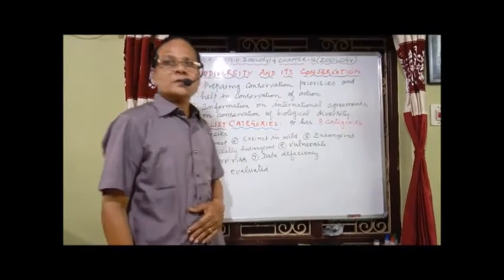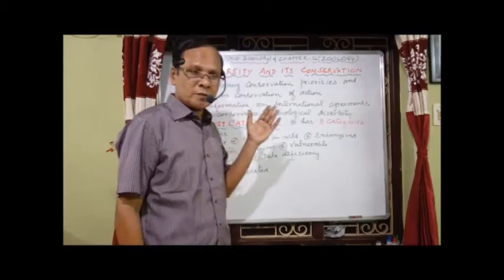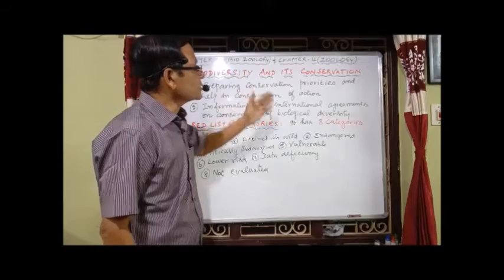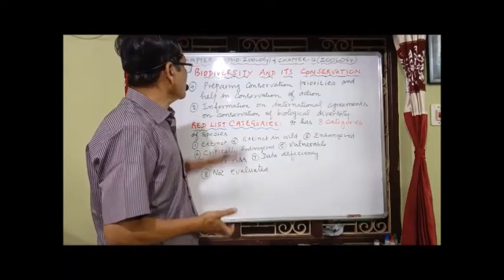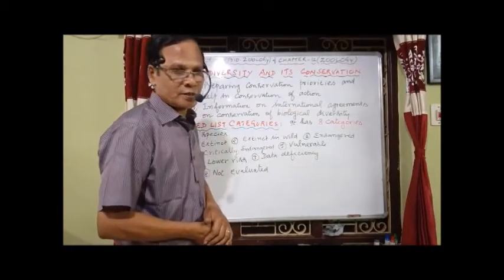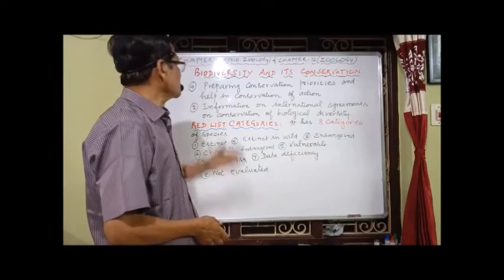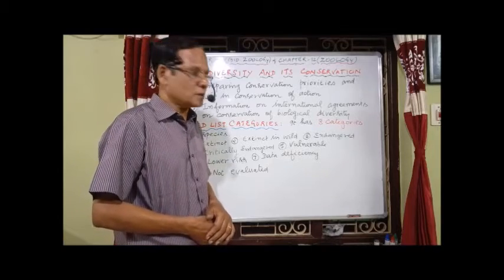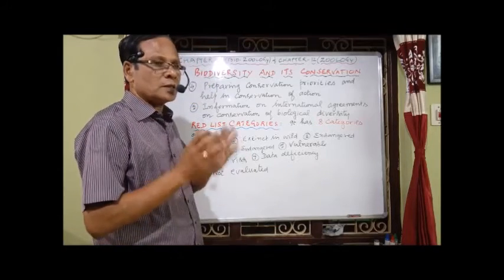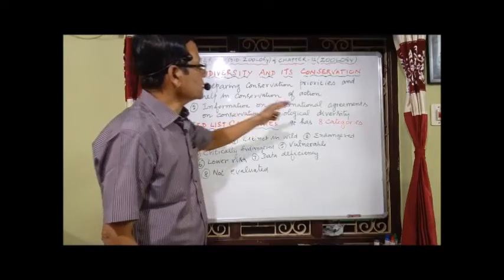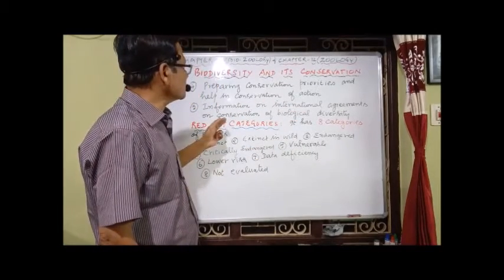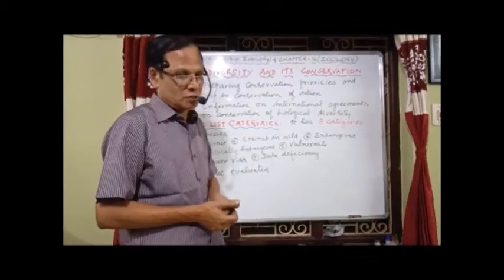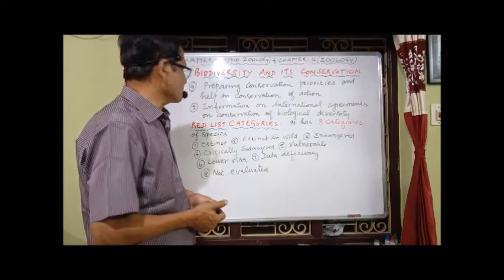The other purposes of preparing the Red List or Red Data Book are preparing conservation priorities and helping in conservation action. That is the next one. And the last one, information on international agreements on conservation of biological diversity. We are getting information about the agreements made between countries to conserve biological diversity.